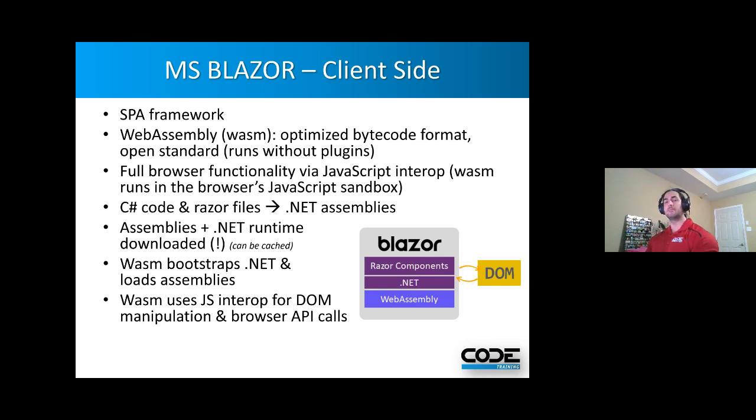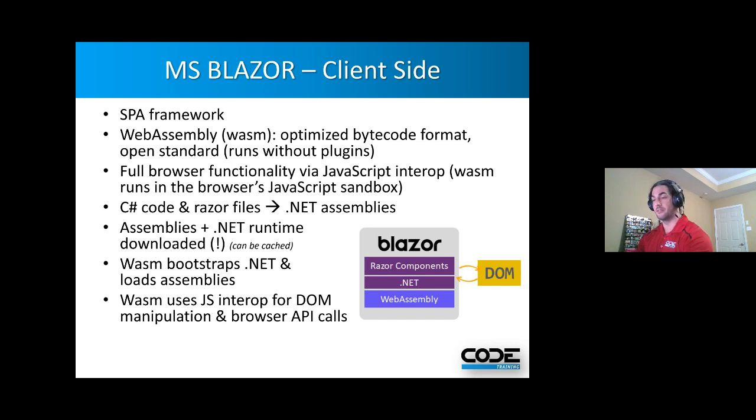To talk about optimized bytecode format, think of it as optimized in execution time as well as optimized in the space that it occupies. So it's a twofold optimization, really. And the open standard means that every modern browser can run it without having to download or install any plugins. Now, as we'll see in the direct comparison later, that also means there's a few browsers that will not understand WebAssembly, that you cannot run Blazor apps in.